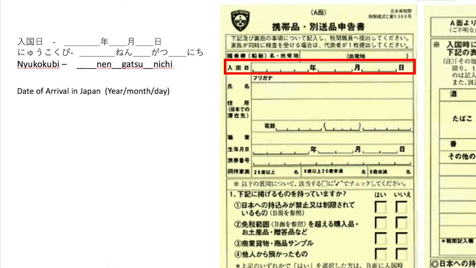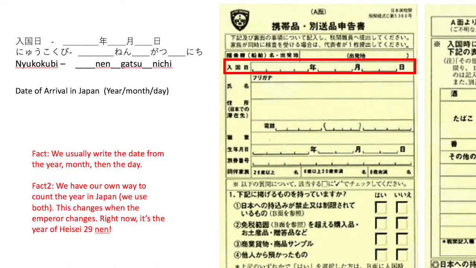Next is 入国日 and 年、月、日. So 入国日 is the date of arrival in Japan, and it goes by the year, the month, and the day. In Japan, we usually write the date from the year, month, and then the day. I know it's different in other countries, but that's how we usually do it.